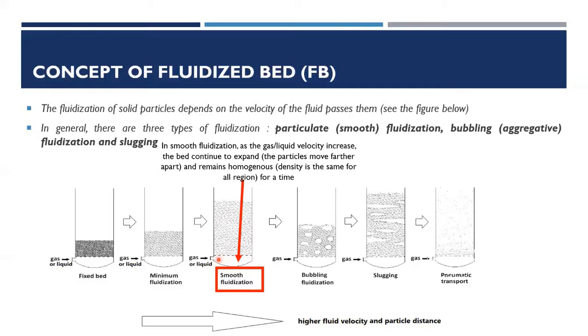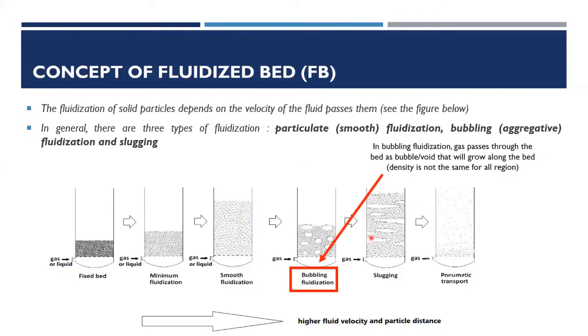Yeah, that's the smooth fluidization, and it is one of the types of fluidization. Okay, and then we have the bubbling fluidization. Now, this happens when the gas is introduced at a higher velocity as compared to the smooth fluidization. So this is very slow, and then this one a little bit faster, and then a little bit faster, and then again a little bit faster.